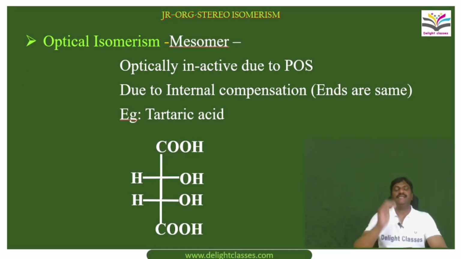Mesomer. It is optically inactive due to a plane of symmetry. A line passes through hydrogen and hydroxyl group. The two halves are identical, with internal compensation within a molecule. One is clockwise, the second one is anticlockwise. That's why it is optically inactive.